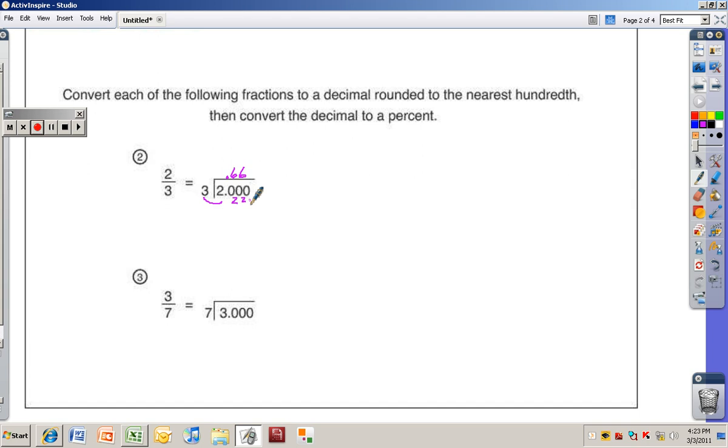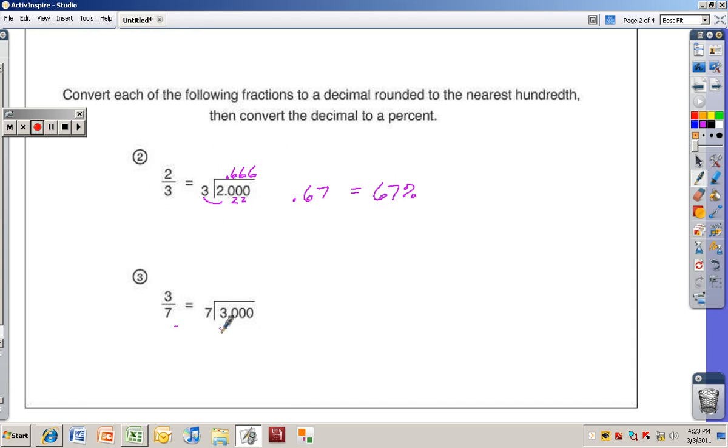Make sure you're keeping up with me at home there. 3 goes into 20. How many times? 6. So we're going to round this off. Remember the nearest hundredths place. So what does this round to as the nearest hundredth? 0.67. And what's that equal to as a percent? 67%. Beautiful. Okay, I'm going to let you go ahead and try number 3 on your own. Pause the video, turn it back on when you're ready for the solution.